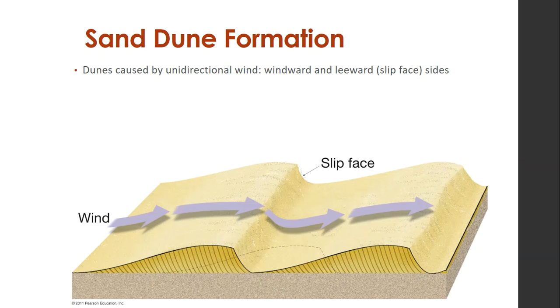So dunes caused by a unidirectional wind have a windward and a leeward side, just like mountains do, right? So the windward side is here, blowing the sand up. It can't hold on to itself anymore. It falls down that slip face, and then it's blown up onto another sand dune. So that slip face here is that steeper part of that sand dune. And you can see this dotted line here. This sand dune will eventually move over to here. This one will move over to here. So the dunes will migrate downwind over time.